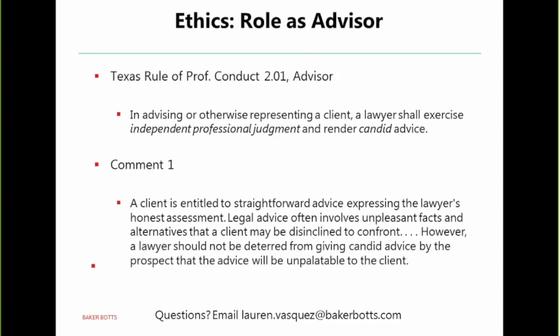So how does this affect us ethically? For those of you who are lawyers on the call, it is your duty when advising to exercise independent professional judgment and to render candid advice. And so what does that mean? I think comment 1, the last line, is very important here. A lawyer should not be deterred from giving candid advice by the prospect that the advice will be unpalatable to the client.